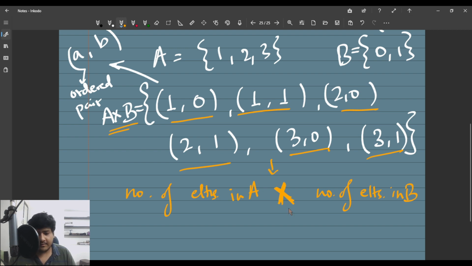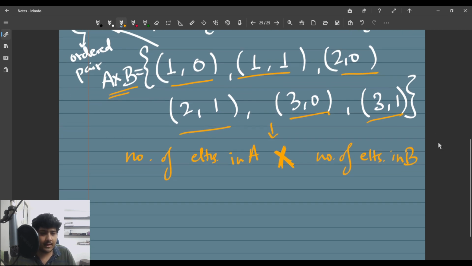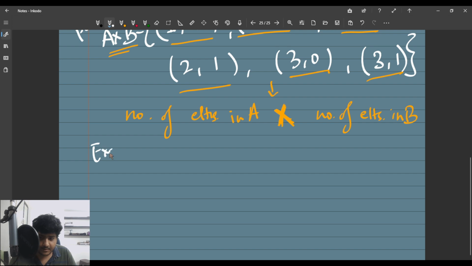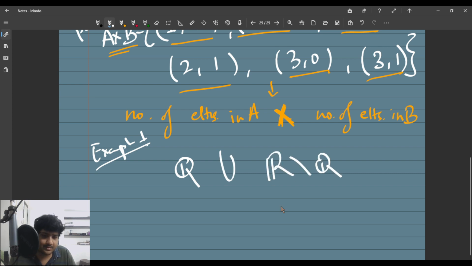So with that out of the way, I'll give you two more examples quickly and we'll finish off the lecture. These examples would be interesting, so I just attached them to the end of the lecture. So the first example: I want you to find the union of Q and this set R minus Q.